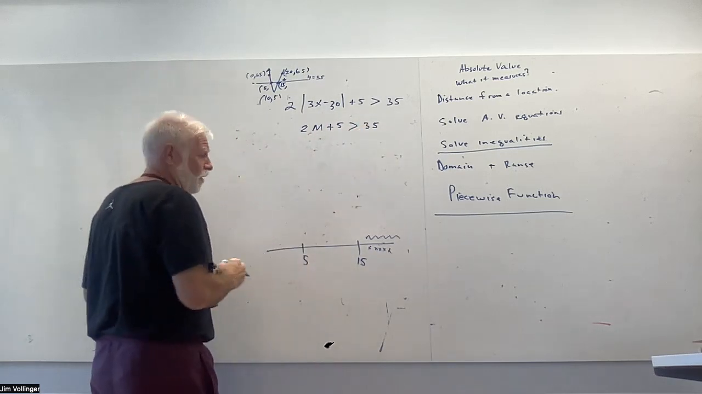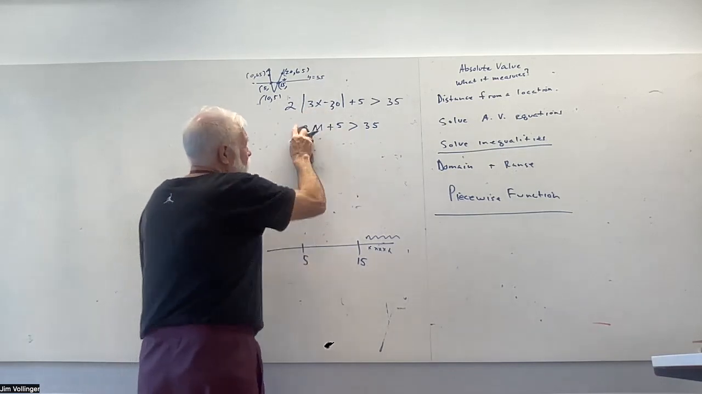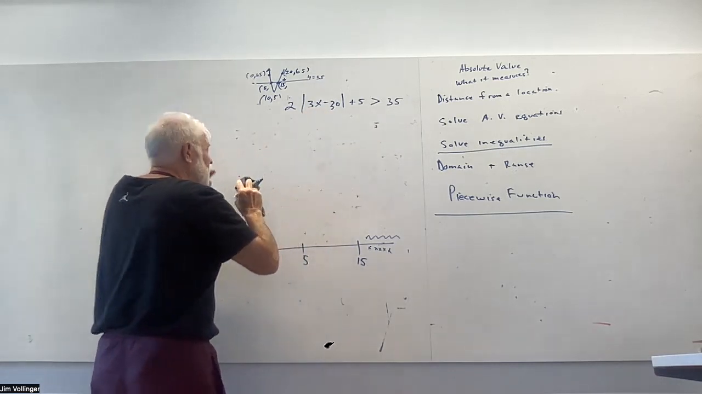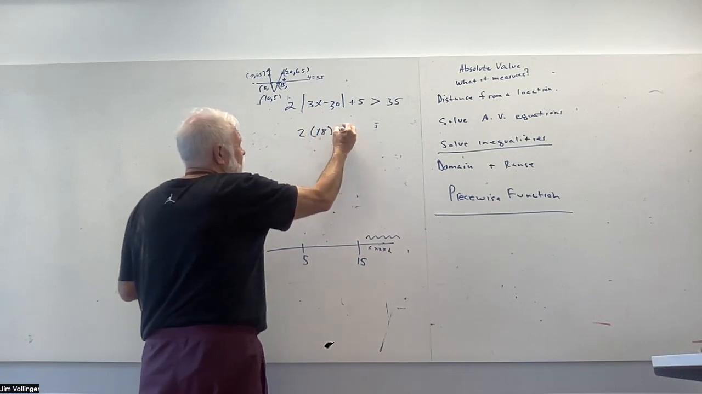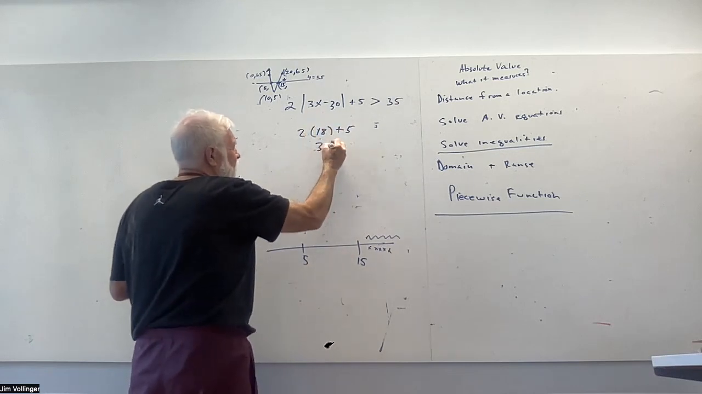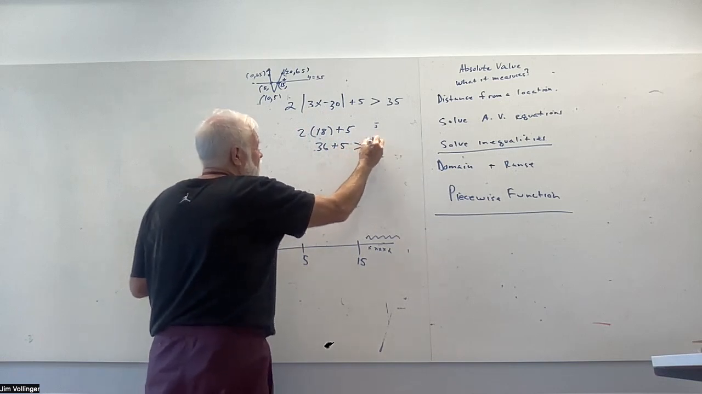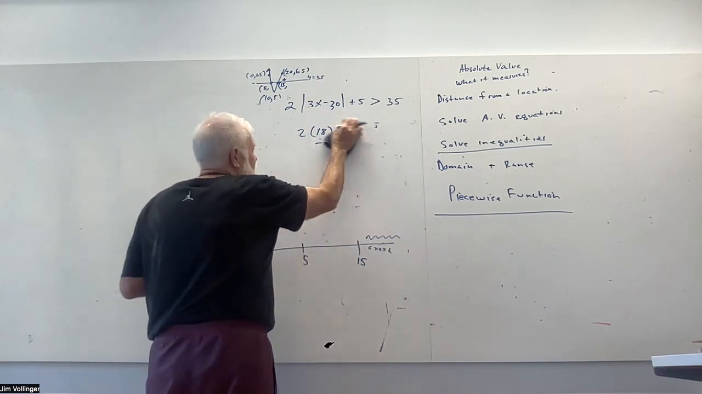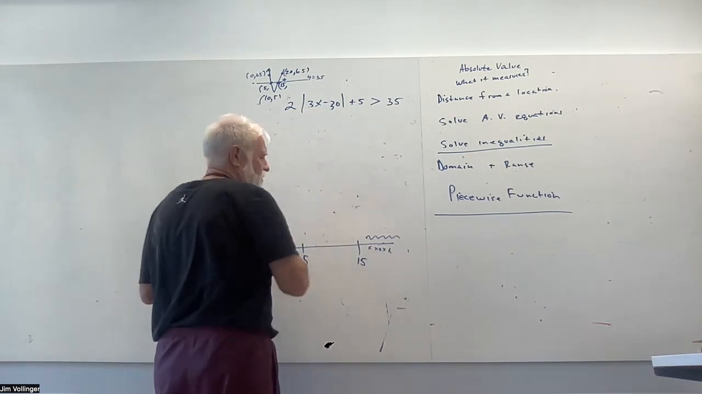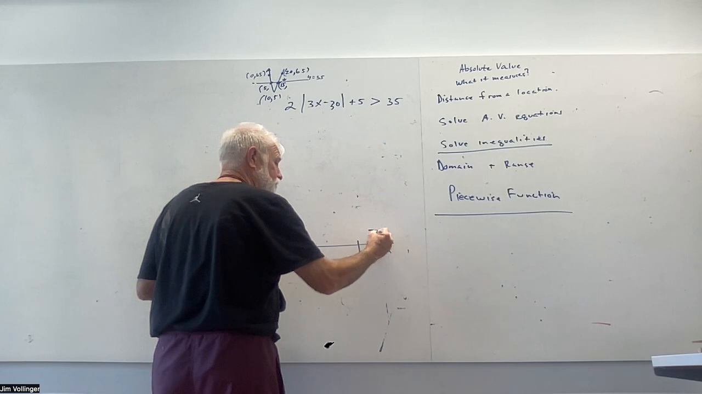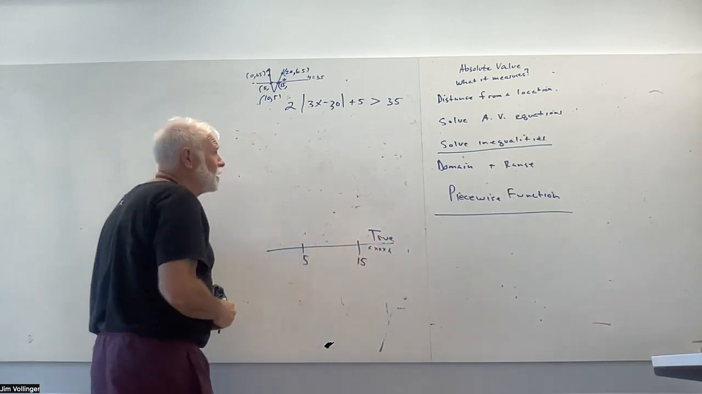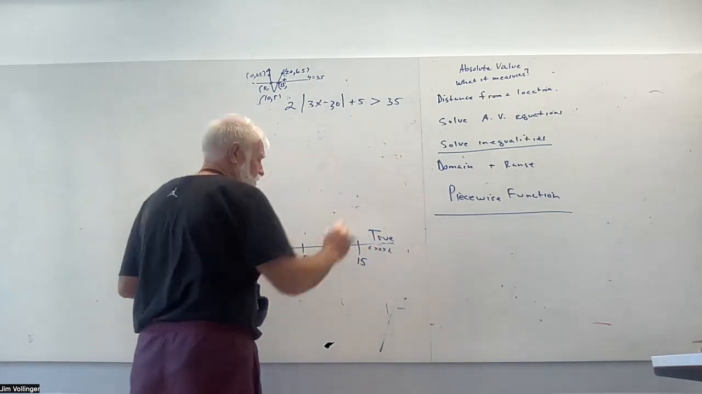Now, you might have wanted to throw in 16. If you'd thrown 16 in there, you've got 48 minus 30 is 18. 2 times 18 plus 5 is 36 plus 5. Yep, that's bigger than 35. Yeah, but I like a million because I don't have to think as much. So we would say that's true. Now, if I put 15, it equals 35.